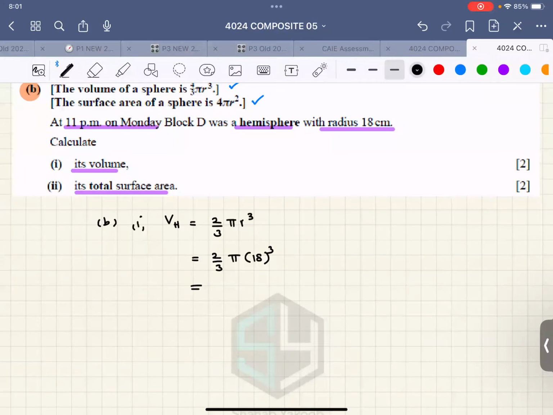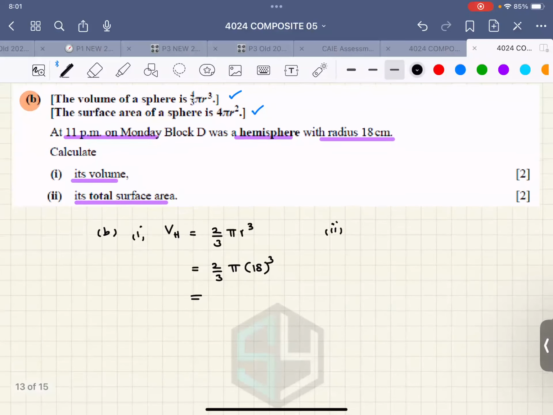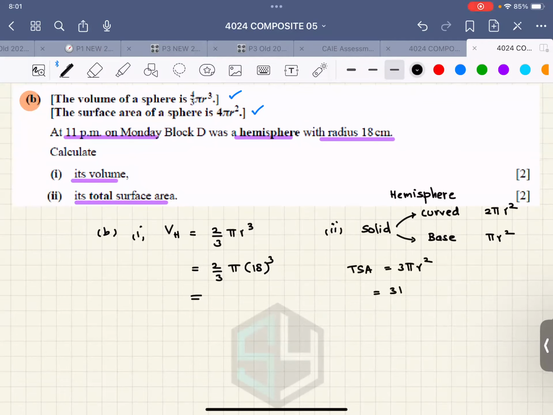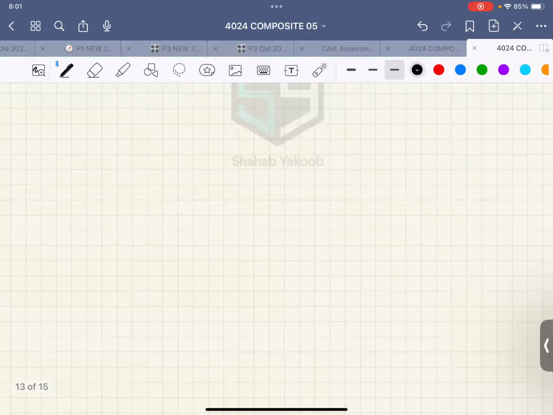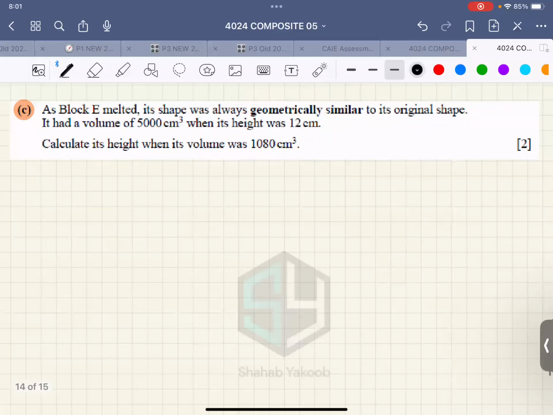This is B part 1. And B part 2, its total surface area. So now this is a solid. It consists of the curved surface area. It consists of the base area. Curved surface area for a hemisphere is 2 pi r square. Base area is pi r square. We are talking about a hemisphere. Therefore, total surface area is 3 pi r square. That is 3 into pi into 18 square. And naturally, you can use the calculator. You get the answer.